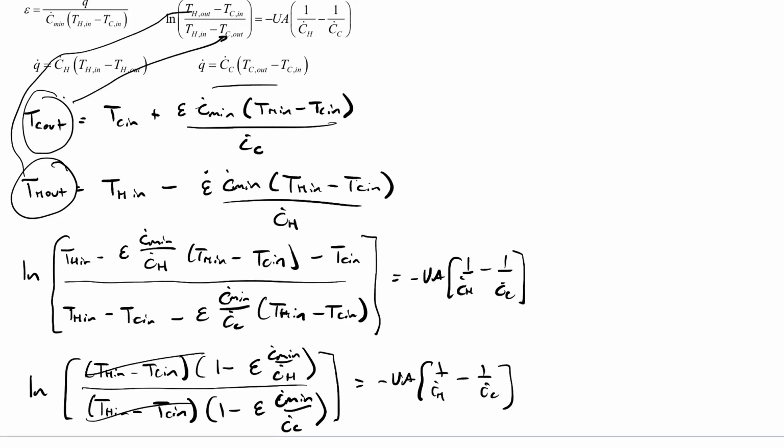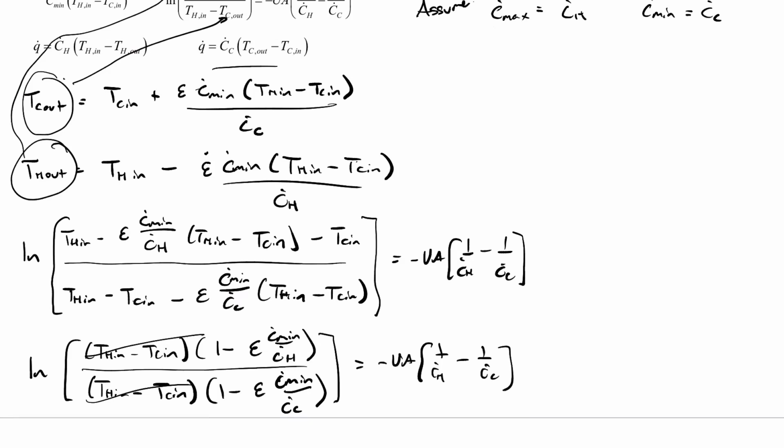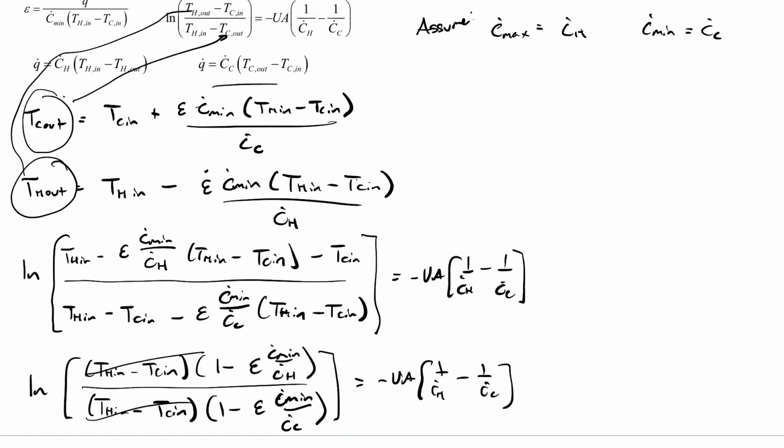So what I did was, I made the assumption C.max is equal to C.h, and C.min is equal to C.c. This is just some blind assumption. It doesn't really matter. It all comes out in the end. We plug that in. Anytime you see C.h, we're going to call that C.max. Anytime you see C.c, we'll call that C.min. And you end up with the following.